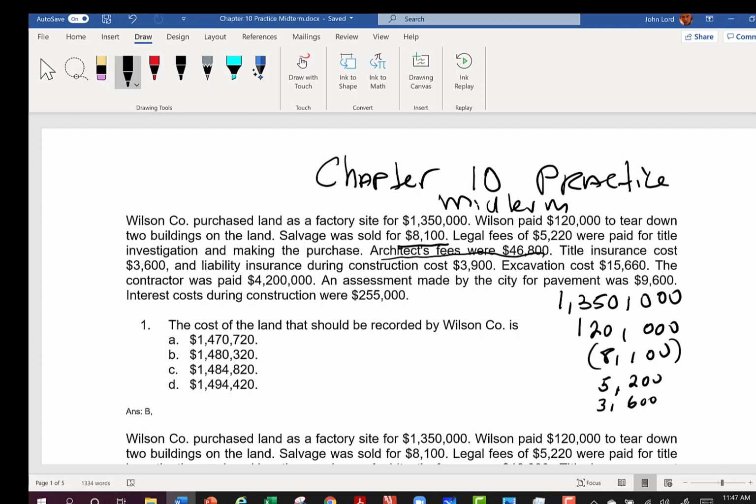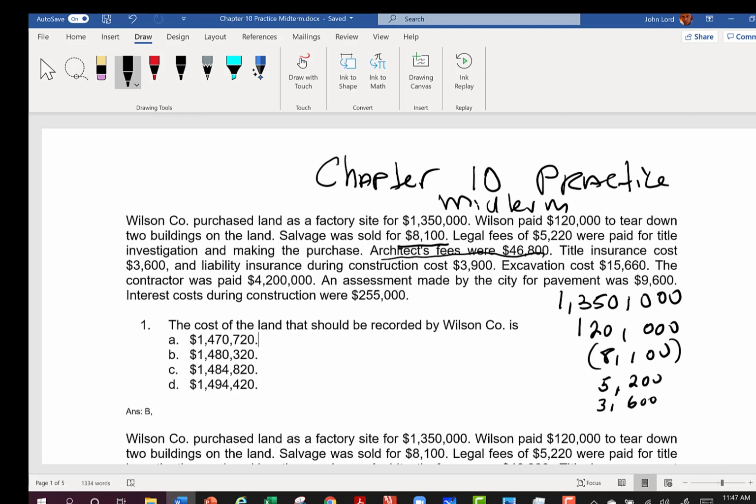And then they say the contractor was paid $4.2 million, the contractor to build the building, part of the cost of the building. An assessment was made by the city for pavement of $9,600. Well, what are they doing? We're having to pay the city to put, I guess, some pavement in front of the building. Paying the city for that assessment is part of the cost of the land.